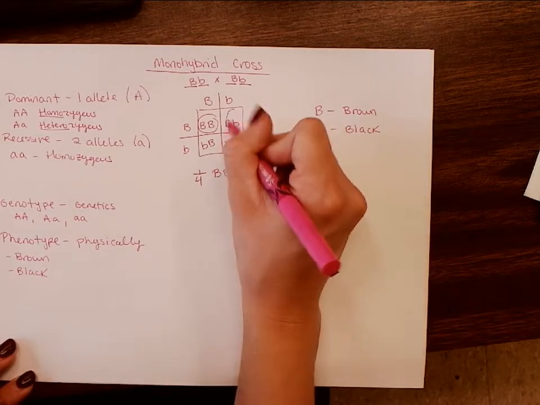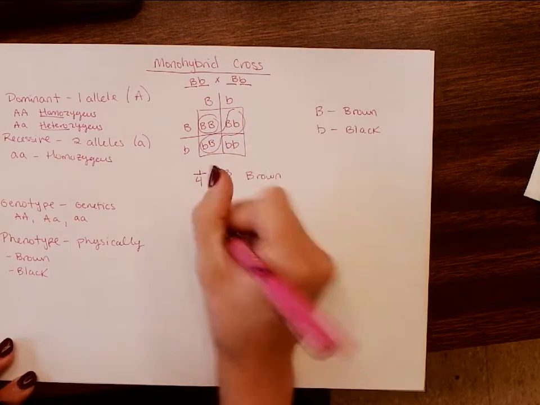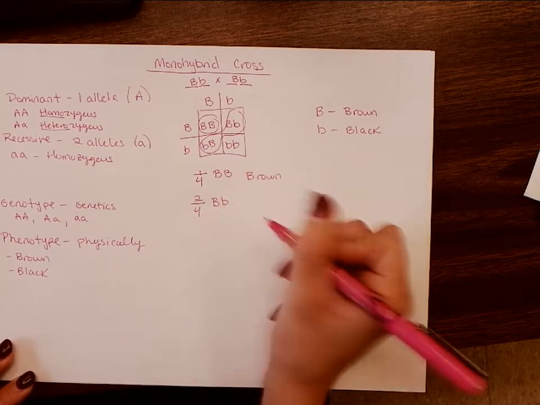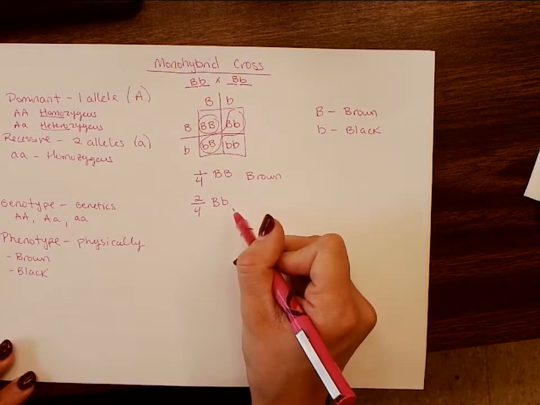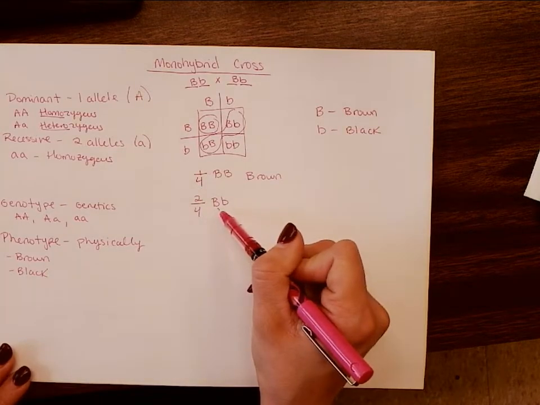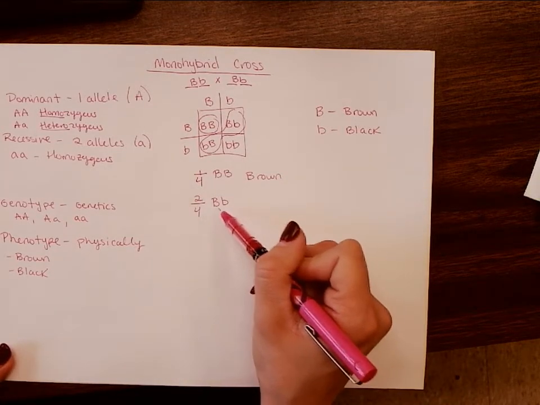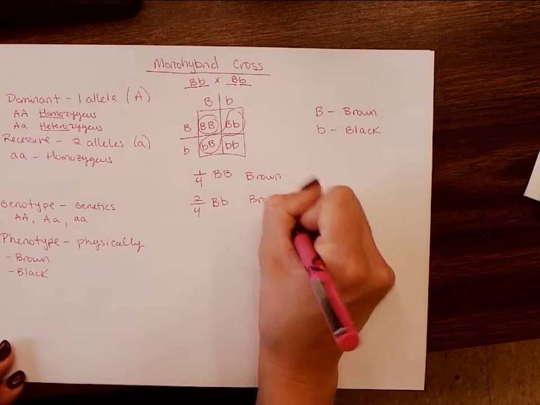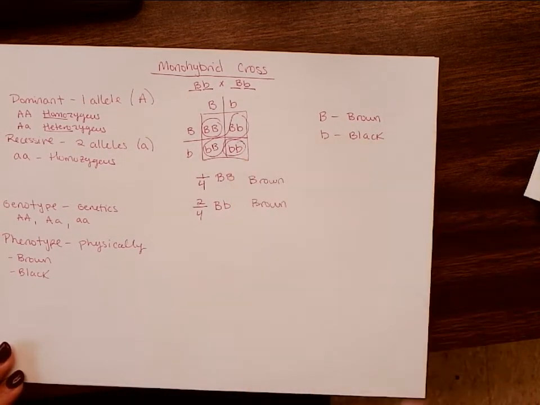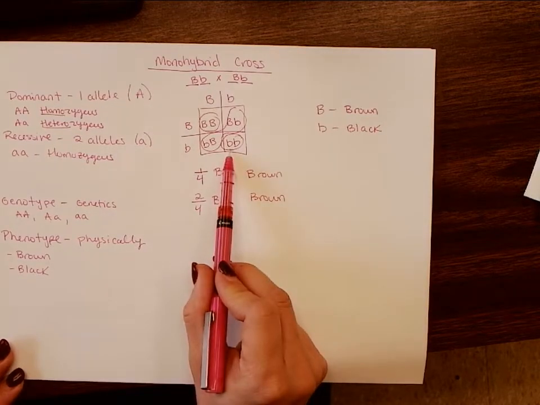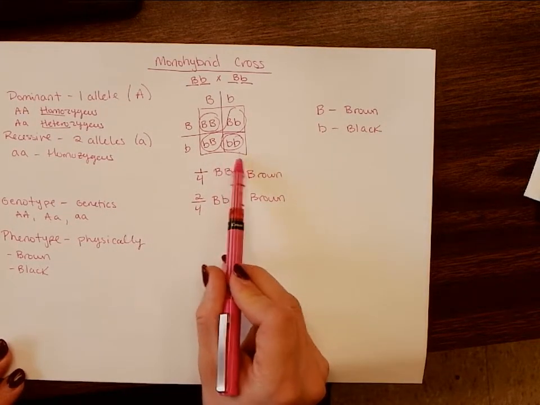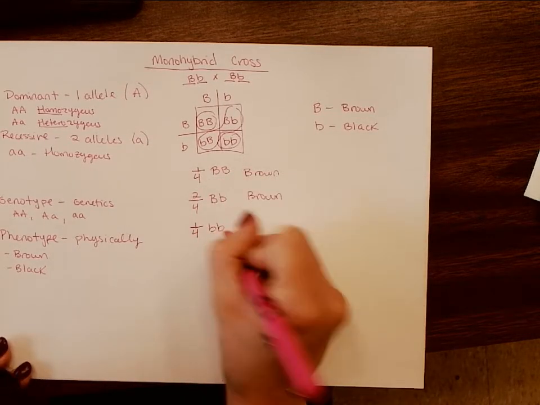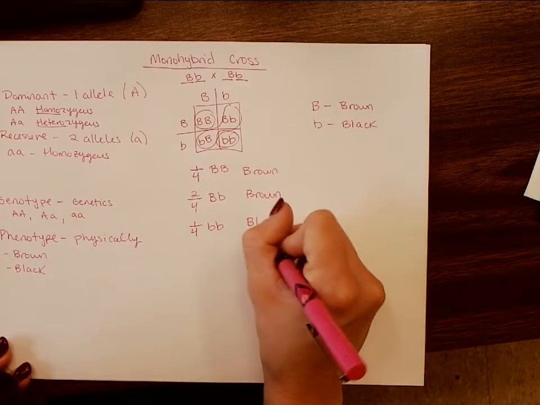I then see 2 out of the 4 ways that these alleles can combine will be heterozygous dominant. 1 capital, 1 lowercase. Again, because there is a capital or a dominant trait, we know they're going to have brown fur. And the last way that their alleles can combine is we could have lowercase, lowercase, or recessive, recessive. So 1/4 of their offspring could be homozygous recessive and have the black fur.